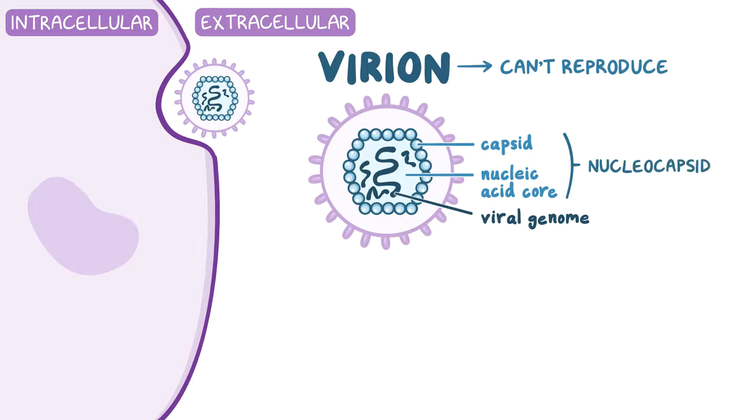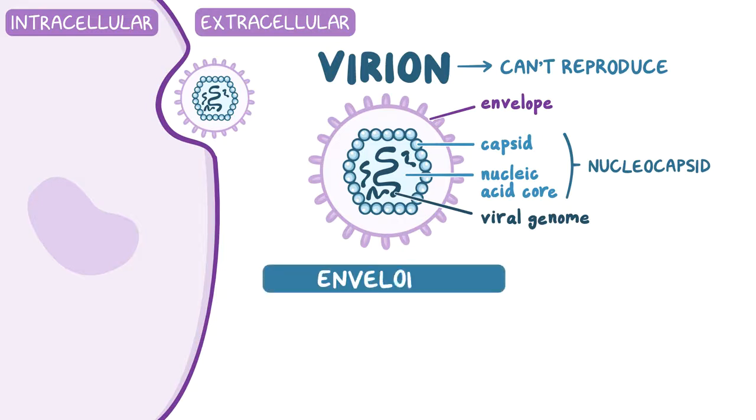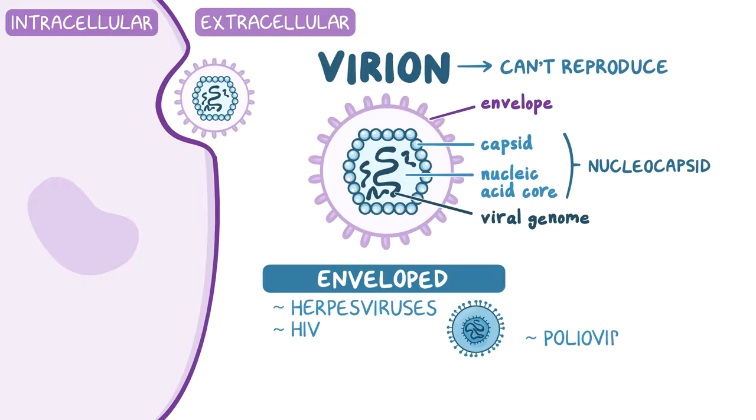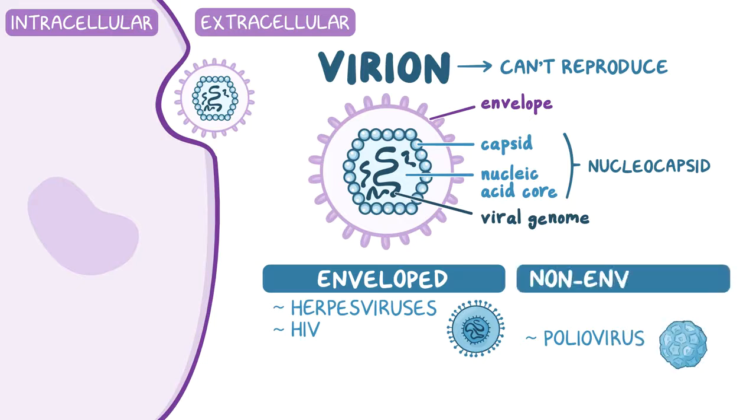Some virions have a phospholipid membrane derived from the host cell called an envelope, which surrounds the nucleocapsid. The viruses that have an envelope are called enveloped viruses, and these include the herpes viruses and HIV, while the ones that lack the envelope, such as poliovirus, are called non-enveloped or naked viruses.